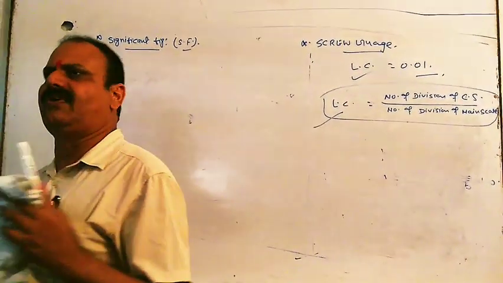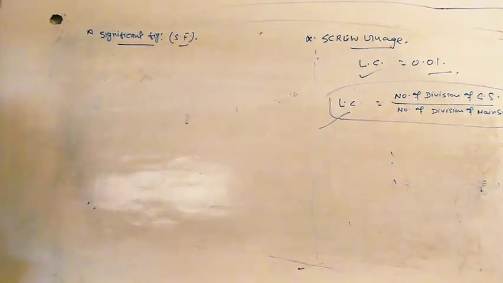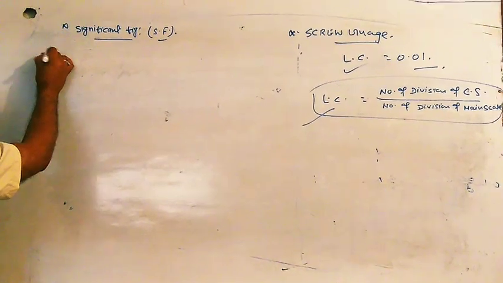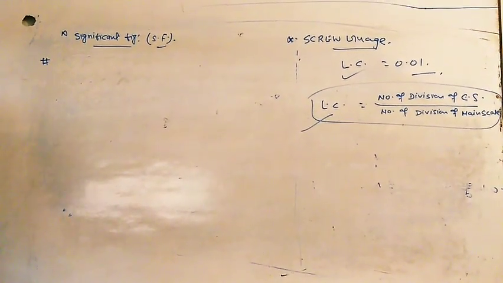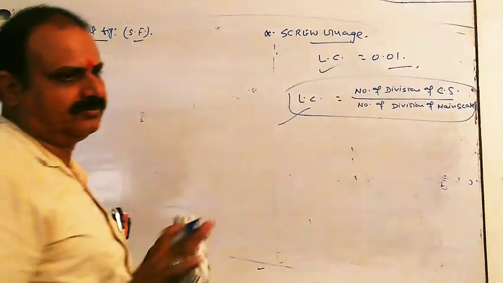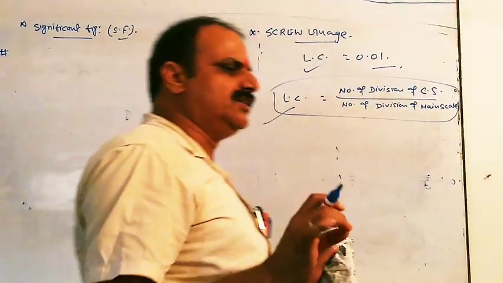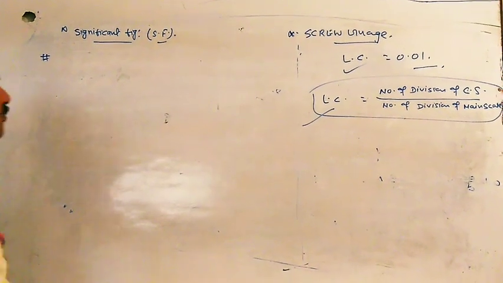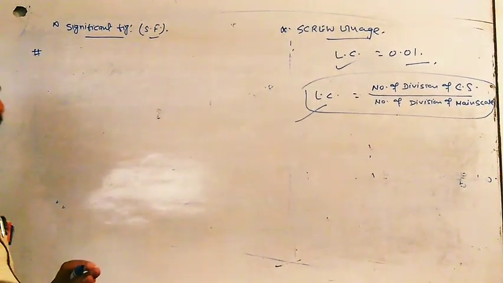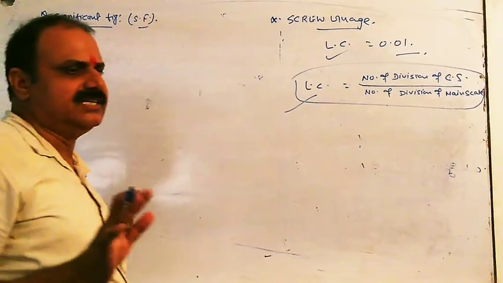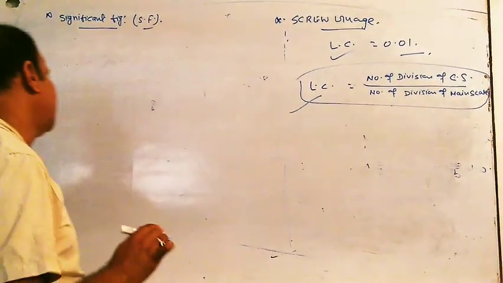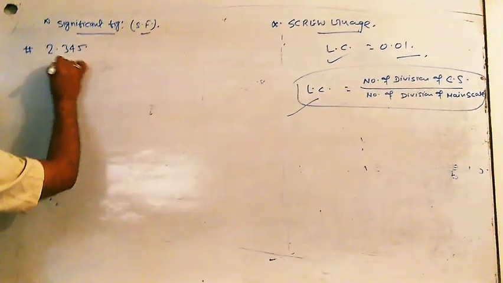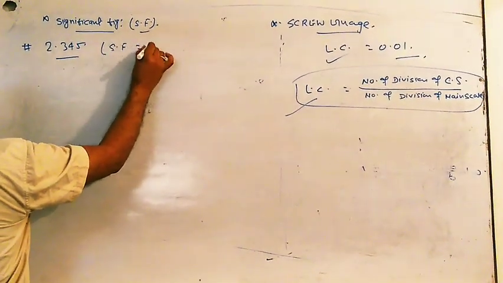There are some rules for finding the significant figure. पहला रूल है, all non-zero digits are countable. कोई भी नंबर में जितना नॉन जीरो डिजिट होगा, चाहे वो डेसिमल के पहले हो, डेसिमल के बाद हो, विदाउट डेसिमल हो, all are countable. Suppose that we have 2.345. SF is 4 here.